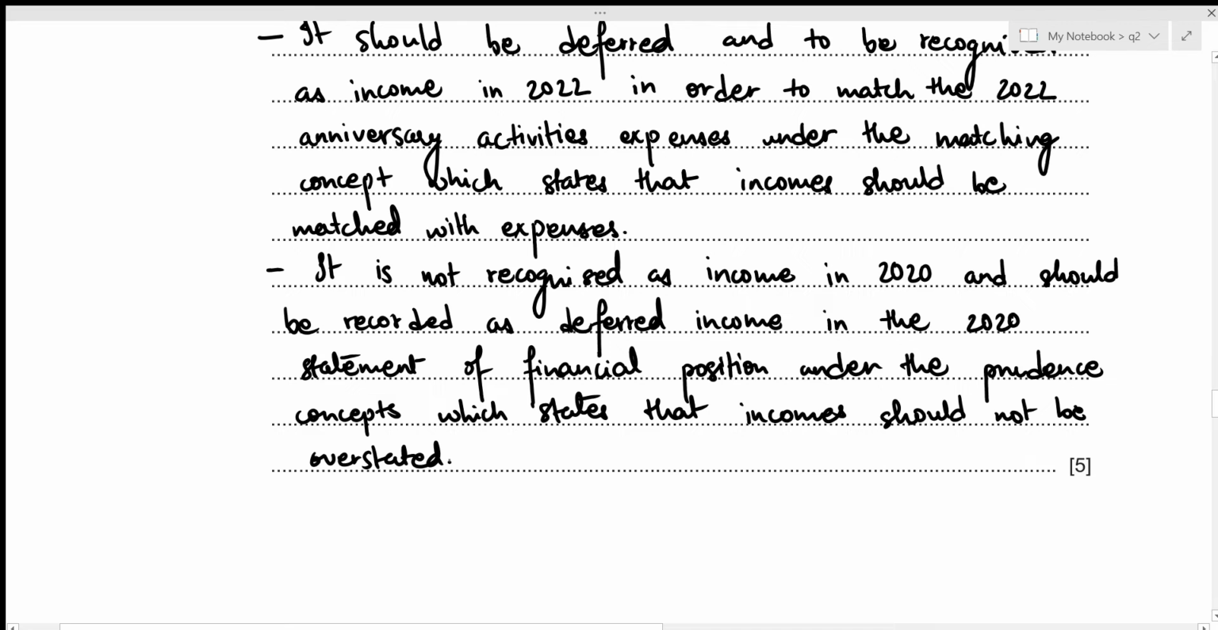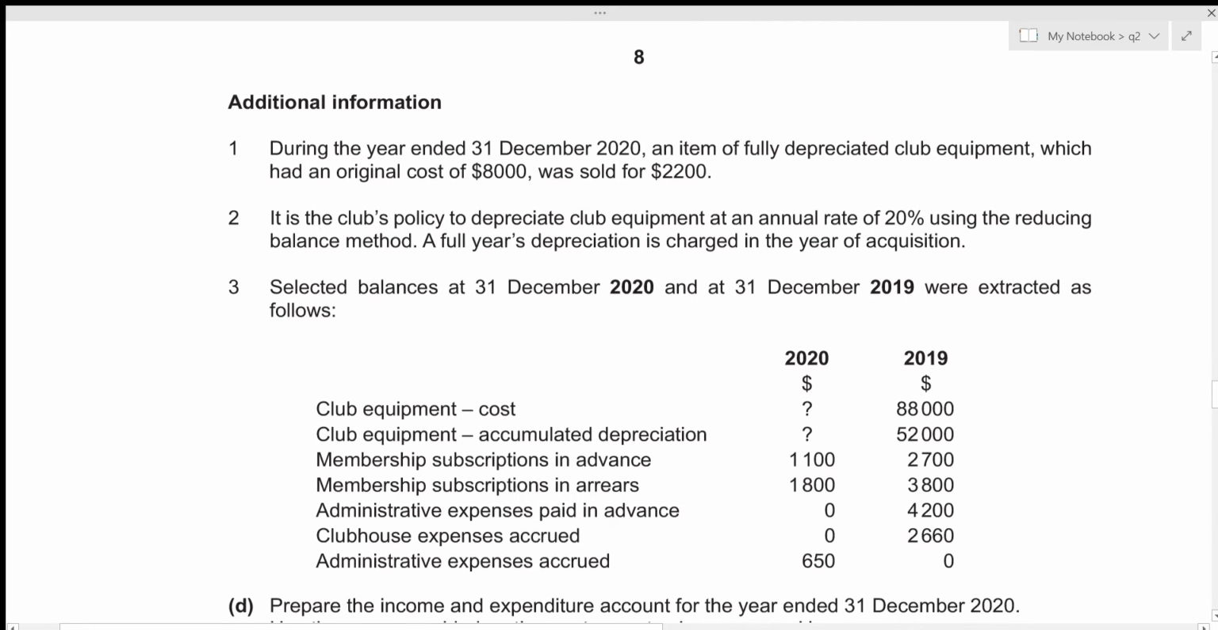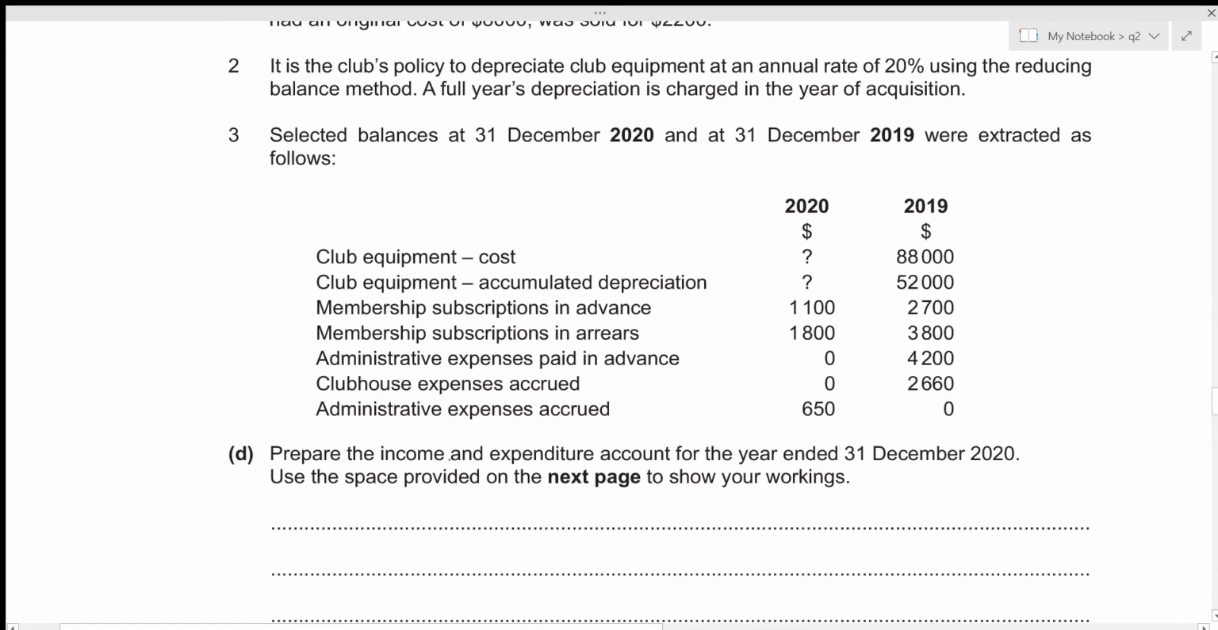And this concludes the third part of this question, so we can now move towards the fourth one. We are given additional information, so I'm just going to look at the question first. We need to prepare the income and expenditure account for the year ended 31st December 2020. And we are also given the space in order to do all of the workings, but I will be doing it all over the question paper, but make sure that you guys show all of your workings in that particular box.